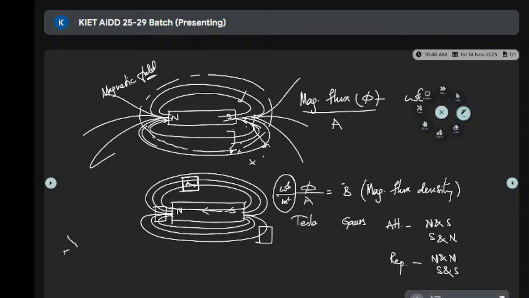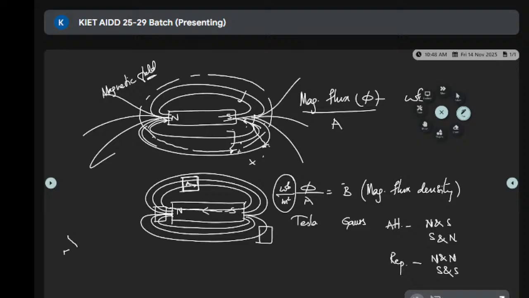Anything else you are going to notice? No, you are not going to notice anything beyond this. Either they attract or repel. When they attract, opposite poles are kept together. When they repel, similar poles. Okay? Right. So attraction, repulsion.